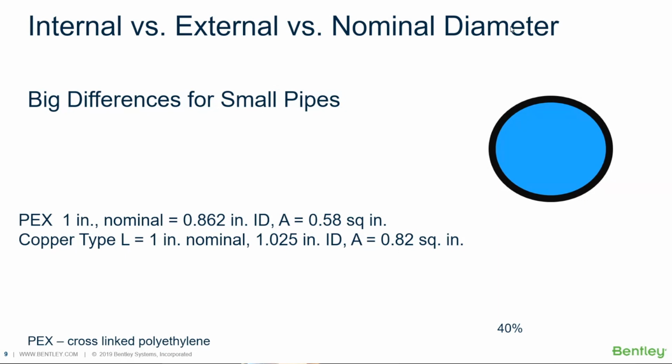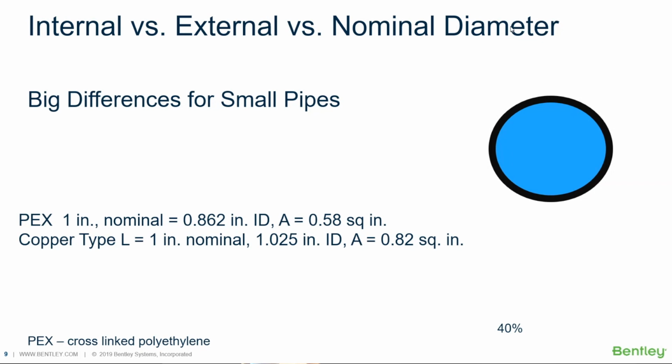But when you have these small pipes, the differences between the internal diameter and the nominal diameter are huge. And here's an example of comparing PEX and copper, where copper, for the same nominal diameter, you get about 40% more cross-sectional area. That's really a big thing. And you've got to be very careful when you're doing building plumbing. You can track the property of the pipe by its nominal diameter.